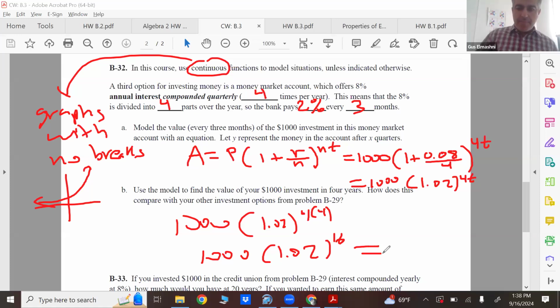And if I work that out, what do I get? We'll see here. It's not going to be that much more. You think it would be a lot more, but it's not because it's a trade-off. Okay, a little bit more. You get about $12 more. What do you do?